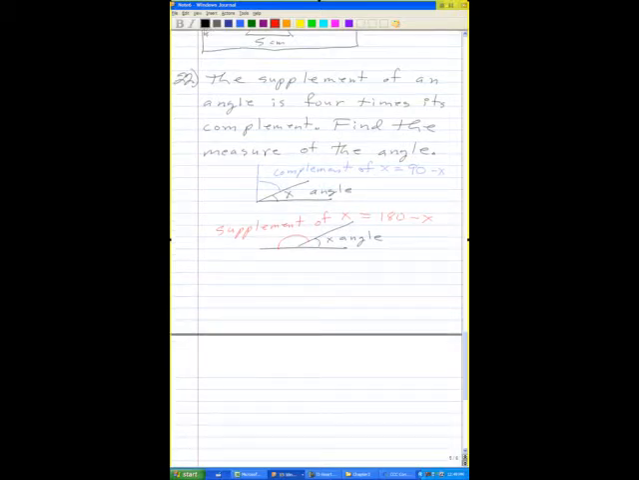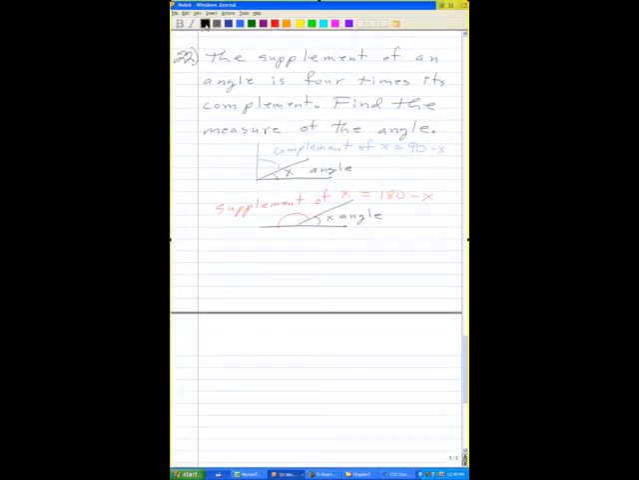Okay, so let's do this. If the supplement of an angle is 4 times its complement, which is 90 minus x. Okay, and so let's do this. Let me multiply 4 inside the parentheses. And so 180 minus x, because 4 times 90, 360 minus 4x.